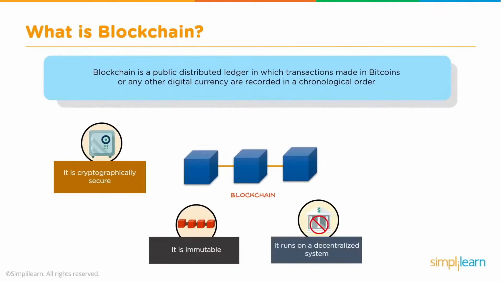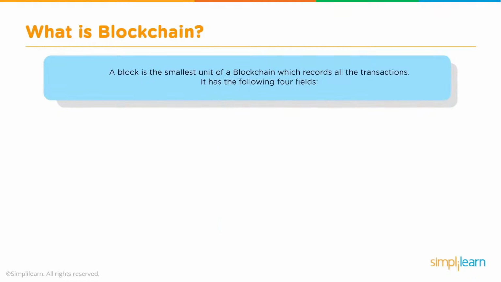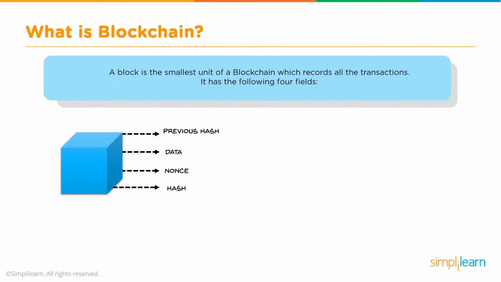It is run by a decentralized system. There is no centralized authority or body, and the transactions are stored in containers called blocks. A block is the smallest unit of a blockchain which records all the transactions. A basic structure of a block is something like this. It has 4 fields. These are the primary attributes of a block.